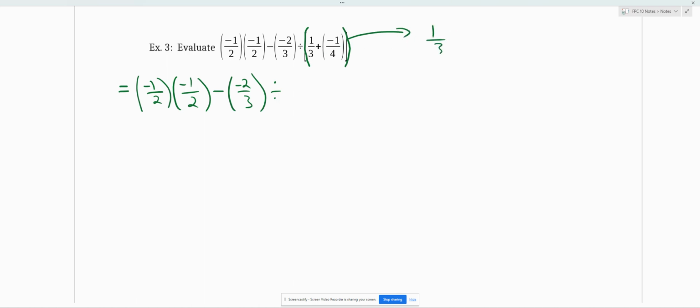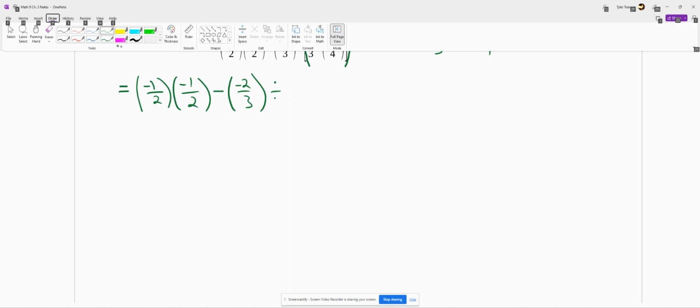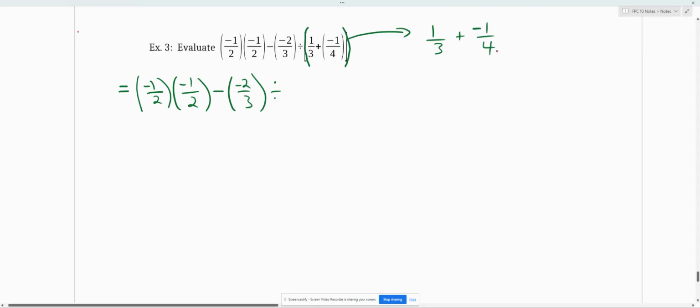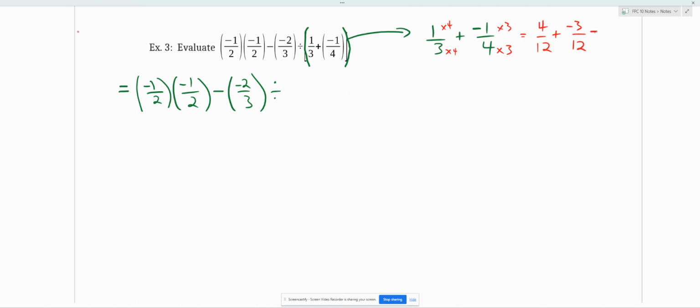So I'm going to take 1 over 3. I'm going to add it to negative 1 over 4. So I first need to get common denominators. So let's do that. Lowest common denominator is 12, so I'm going to multiply top and bottom by 3, top and bottom over here by 4, and I'm going to get a brand new fraction of 4 over 12 plus negative 3 over 12. If I add that up, 4 plus negative 3 is positive 1 over 12. So now I can write my new number here is 1 over 12.